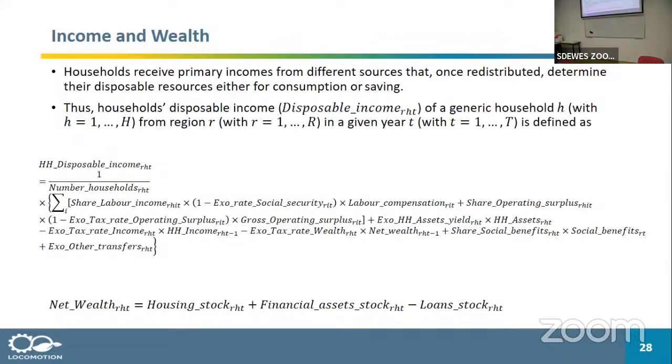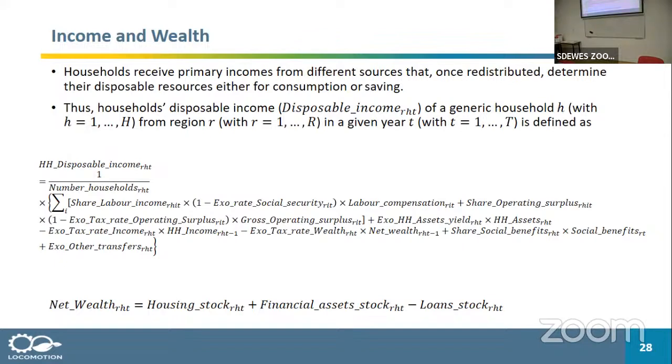Households also have assets, and these assets have a yield that generates income for the households. But households also pay taxes on income and wealth, which is taken out of the disposable income. They also receive social benefits from the government, and they have other transfers. And this is the disposable income.